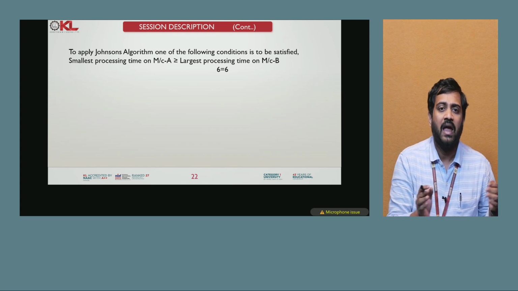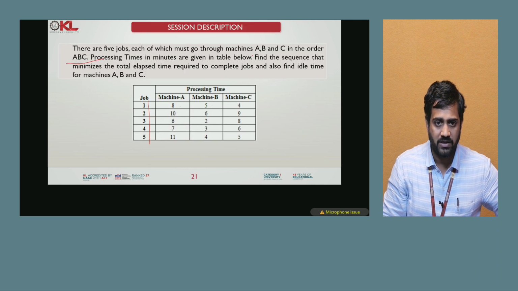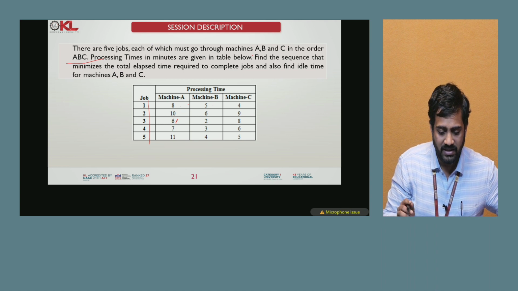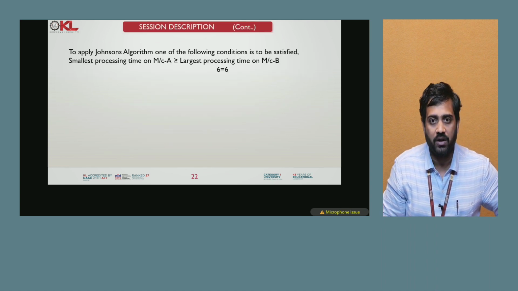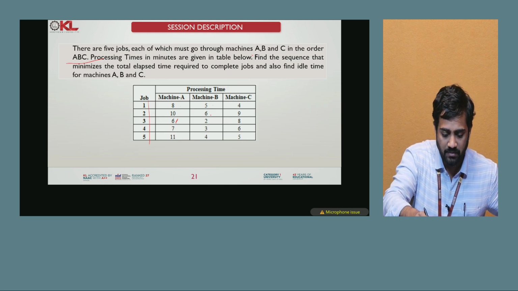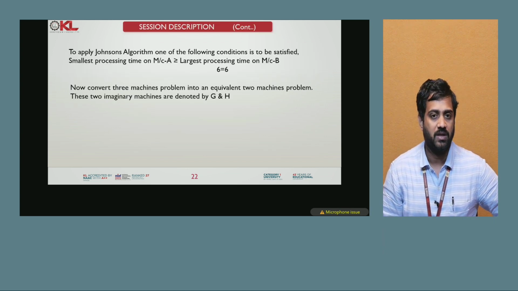Now, to apply Johnson's algorithm, there is a condition, that is the smallest processing time on machine A should be greater than or equal to the largest processing time on machine B. Here the smallest processing time on A is 6, which is greater than or equal to the largest processing time on B. Out of B processing times, the largest time is 6. Here both are equal. So we can use Johnson's algorithm, there is no doubt.